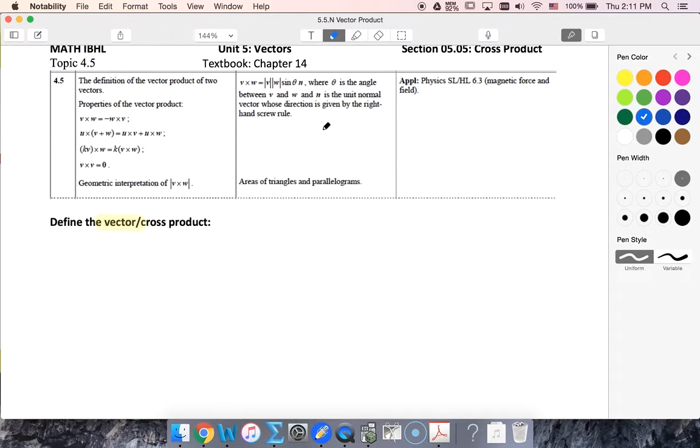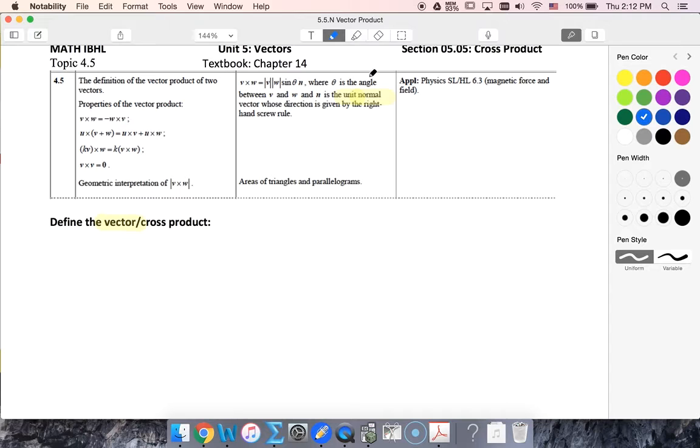So you can see here, and also in your formula booklet, that we have this definition that the vector product is magnitude v, magnitude w, sine theta times n, where theta is the angle between them and n is the unit normal. So unit, length 1, normal means perpendicular. So that's really what we're finding with the cross product. We're finding a vector that's perpendicular to the other two.